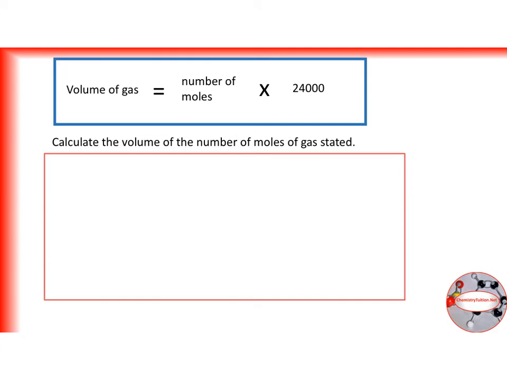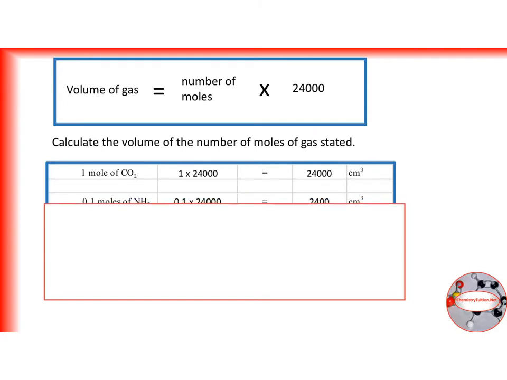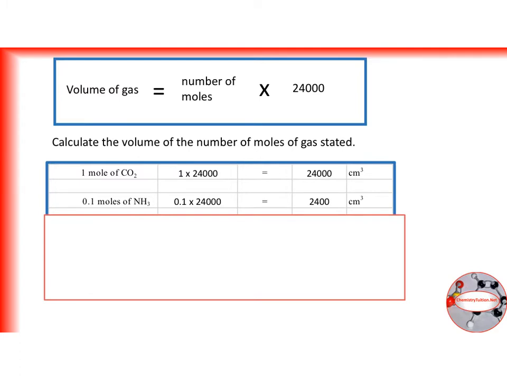So the first one we'll do is the volume of a gas is equal to its number of moles times 24,000. So let's do a worked example and see how we get on. So we are going to have 1 mole of carbon dioxide. Obviously, number of moles is 1. We times that by 24,000 to give us 24,000 centimeters cubed. Slightly more difficult. Let's say we've got 0.1 moles of ammonia. So that's just 0.1 times 24,000, which is 2,400 centimeters cubed. Now, it doesn't actually matter what gas it is. You didn't need to know the first one was carbon dioxide and the second one was ammonia. You can just take it for any gas at all.